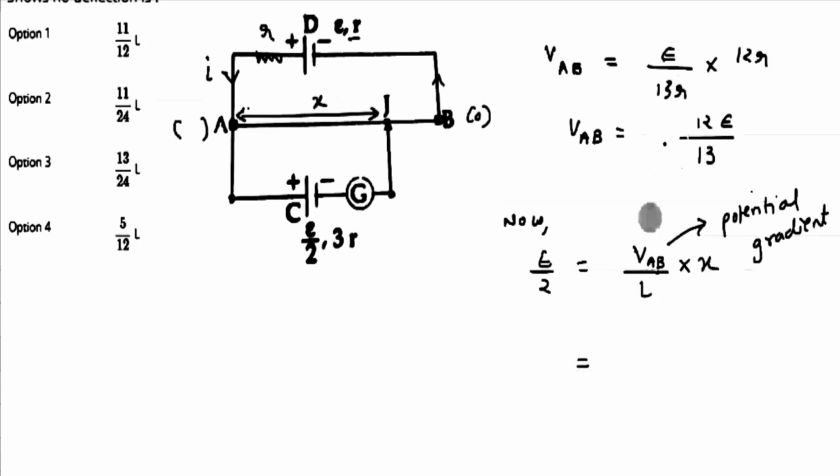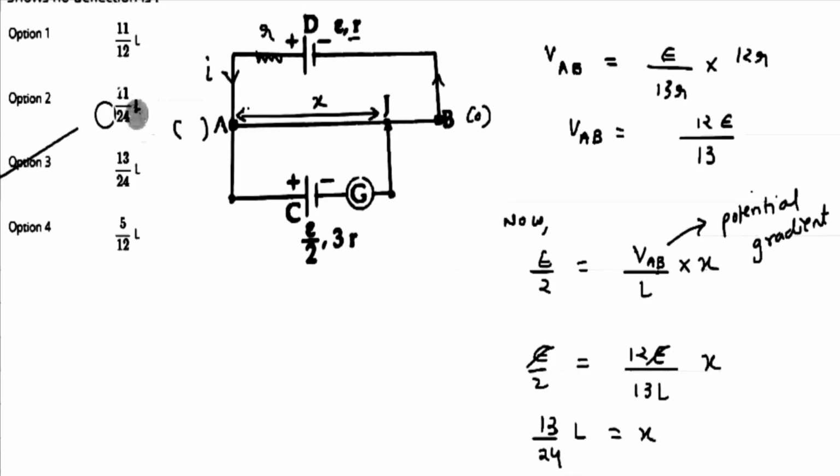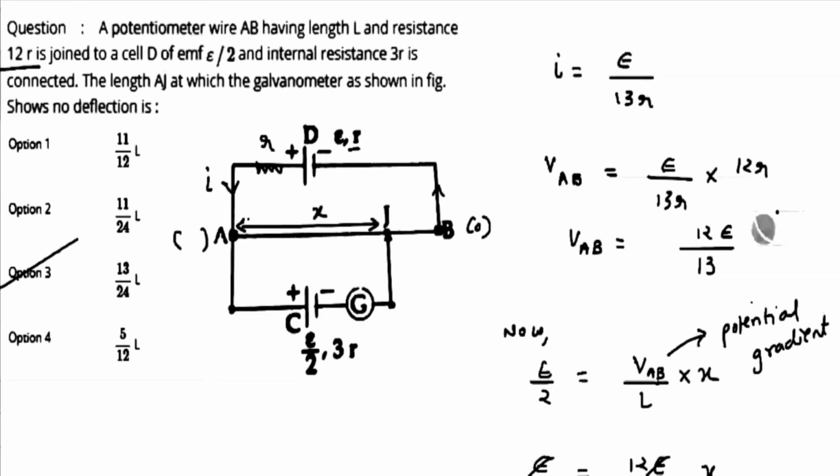From here we have already calculated V_AB, which is 12 epsilon by 13, so 12 epsilon by 13L into X equals epsilon by 2. From here epsilon gets cancelled out, so we are left with X equals 13 by 24 into L. So this is the value of X we are getting, or the balancing length we are getting. So this matches with option C. I hope you have understood the concept well, and thank you for watching.